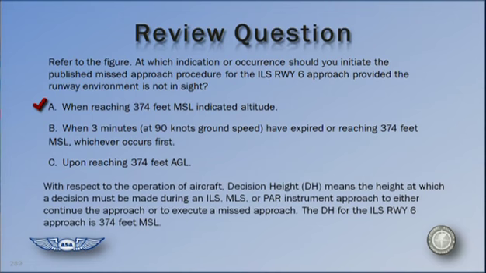With respect to the operation of aircraft, decision height, or DH, means the height at which a decision must be made during an ILS, MLS, or PAR instrument approach to either continue the approach or to execute a missed approach. The DH for the ILS runway 6 approach is 374 feet MSL. Again, answer A.